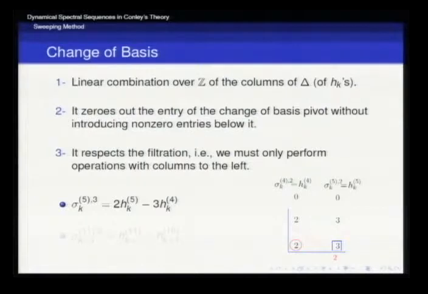So for instance, down here, we want to zero out this entry. What we're going to do is take this one times 3 and this one times 2, and in the next step this will be zeroed out for this column. Of course, all of this has to be put in a matrix T that performs the change of basis, and as we perform it, it will be registered in these sigmas.